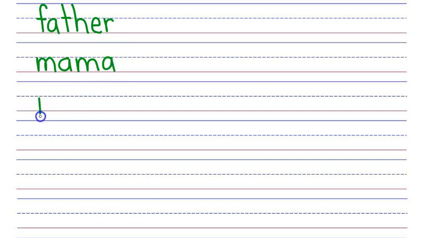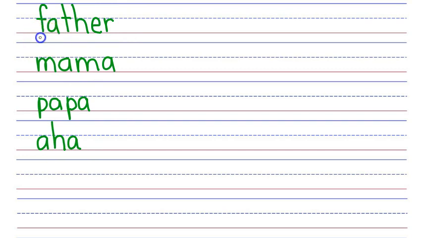First word, father, F-A-T-H-E-R. Next word, mama, M-A-M-A. Next word, papa, P-A-P-A. And next word, aha, A-H-A. Now let's underline the open syllables.